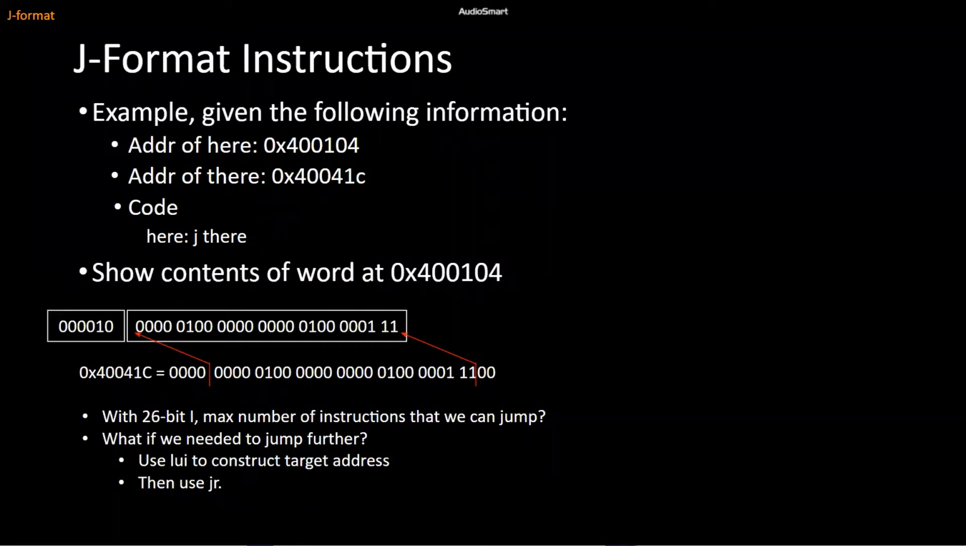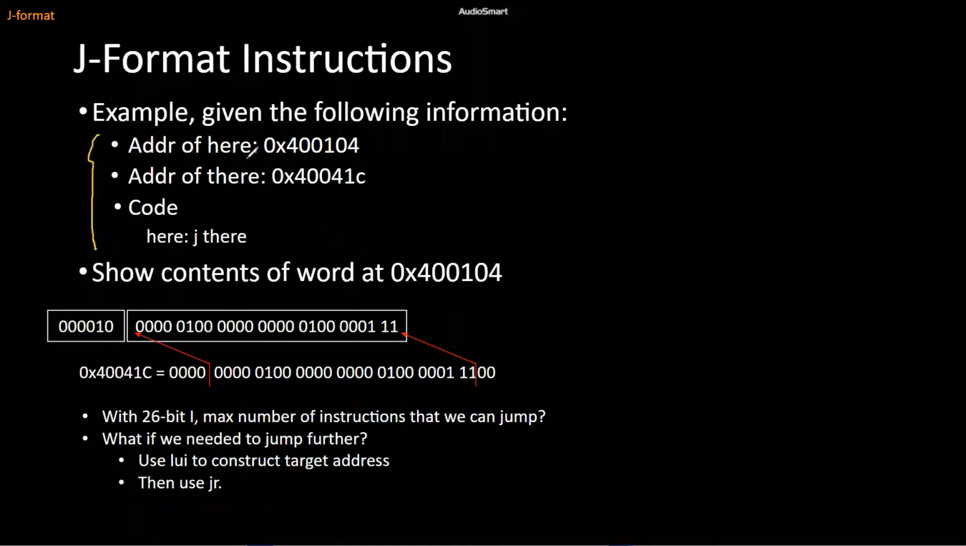Here we are seeing another example for the J-format instruction. We have the following information. We have two labels, here and there, and for each of them we have the address. This is the code that we have. Here is the label with its address, and we have a jumping structure that is jumping to there, and we have the address for there as well.